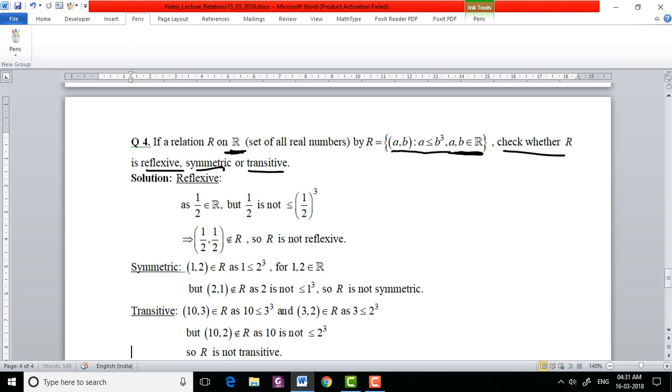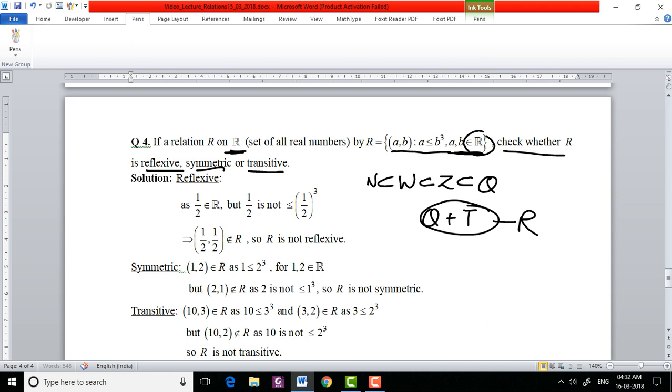Now let us start with the very first type, reflexivity or reflexive nature. In this case, the relation is defined on the set of real numbers. Now the real numbers include all the natural numbers and the whole numbers. We can write it like this: natural numbers are a subset of whole numbers, which are a subset of integers, which are a subset of rational numbers, and rational numbers plus the irrational numbers form the set of real numbers. So in my case, I'm also dealing with rational numbers for the real number.